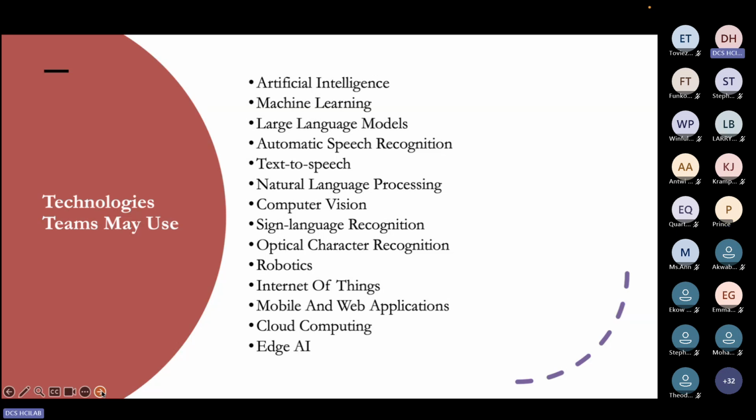So you may utilize technologies such as AI, machine learning, large language models, automatic speech recognition, text-to-speech, natural language processing, computer vision, sign language recognition, optical character recognition, robotics, Internet of Things, Internet of AI things, mobile and web applications, cloud computing, edge AI. There are really no constraints as to what technology you can use this year. This is different from last year's edition, where we focused mainly on automatic speech recognition.